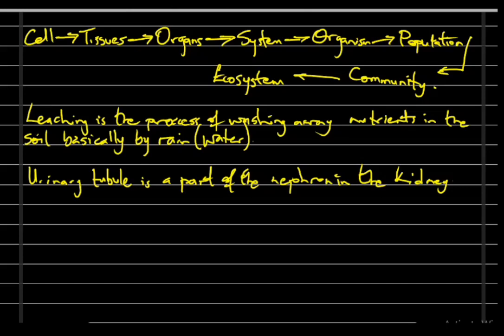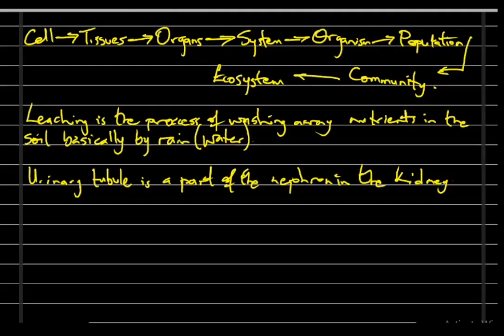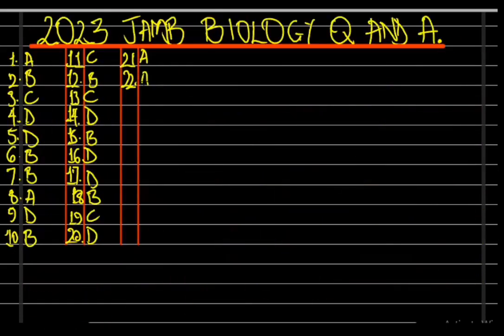So basically, that is the function of the urinary tubule. It helps to bring about the production of urine. So option A is our answer to that question. Option A. So we move to question 23 now.